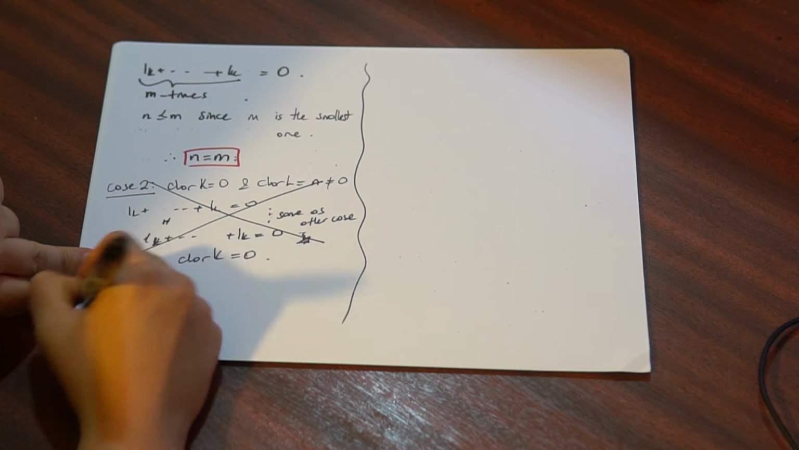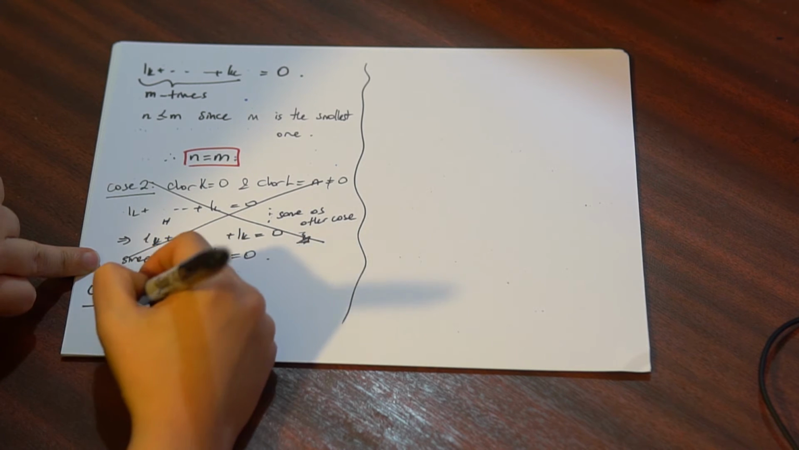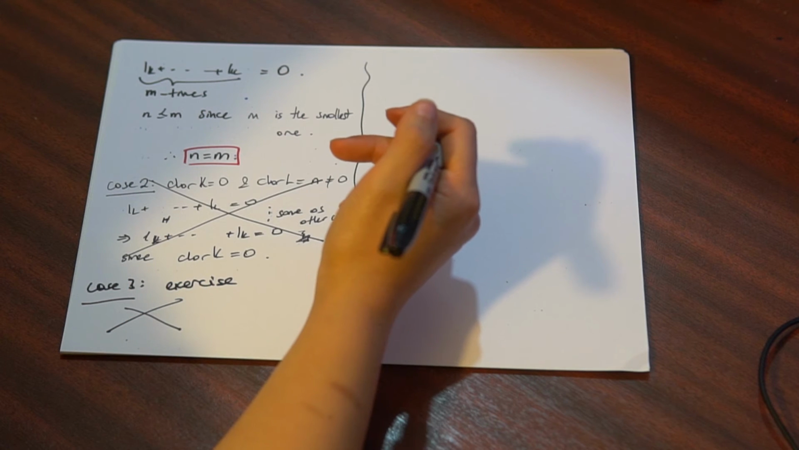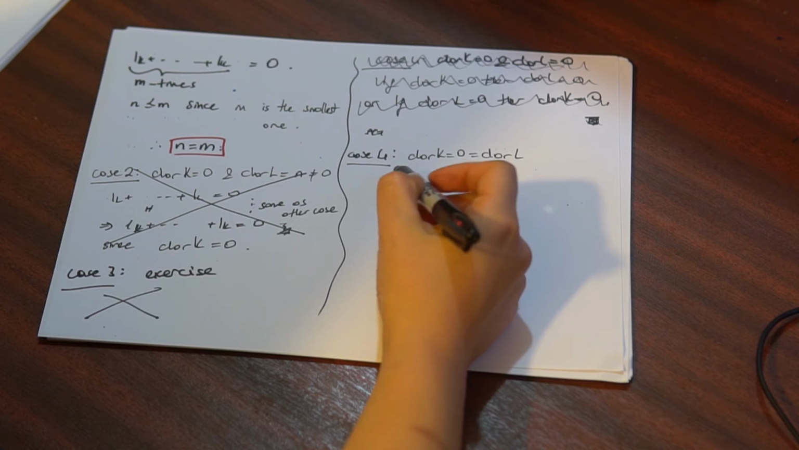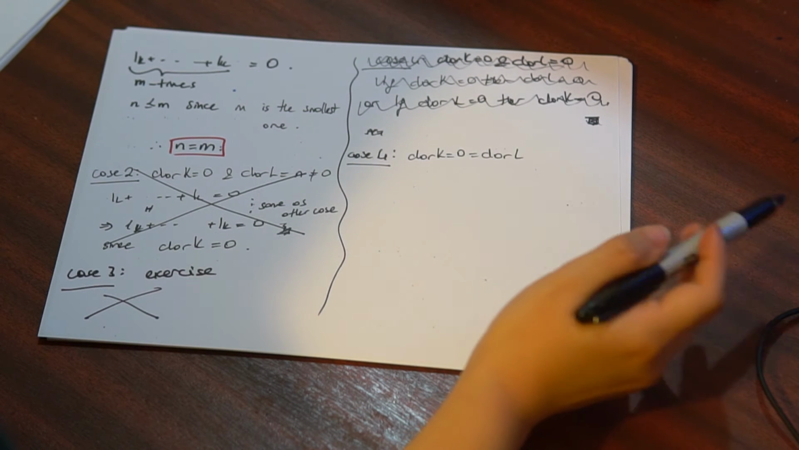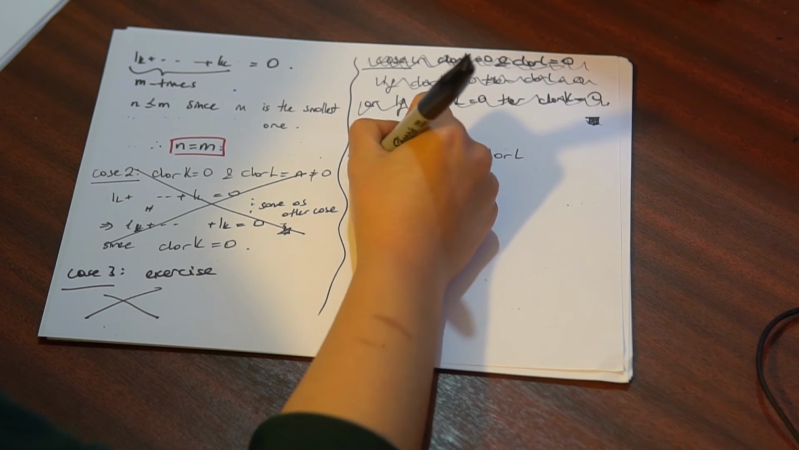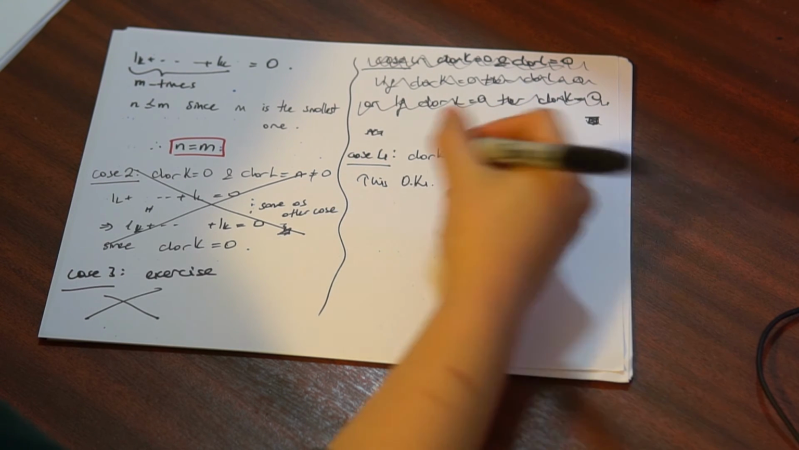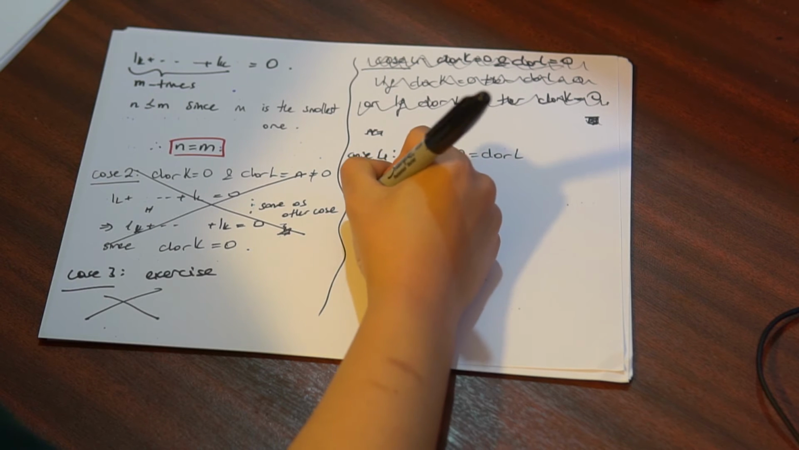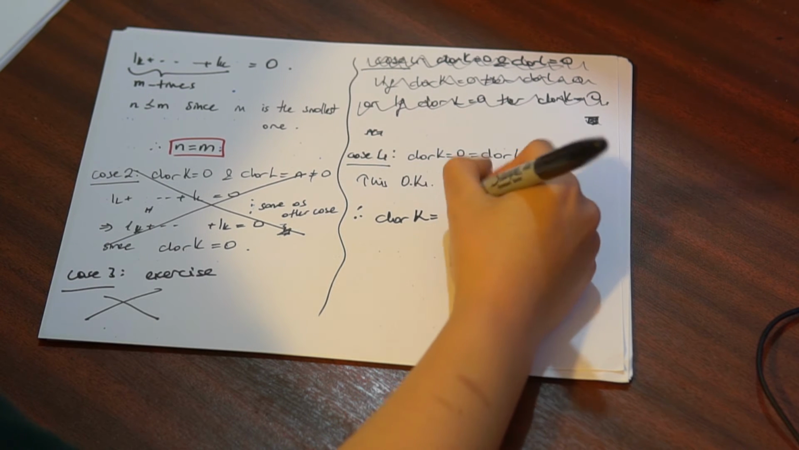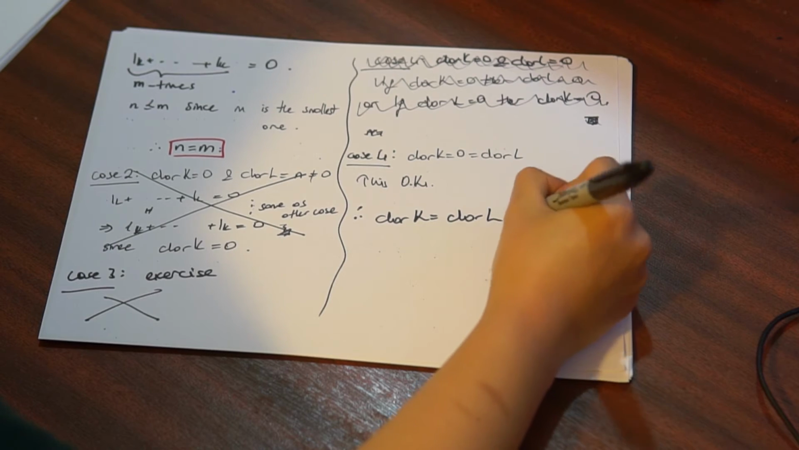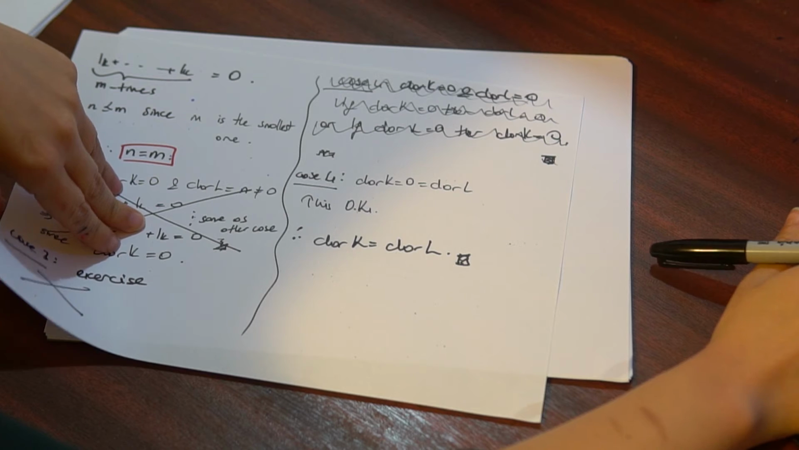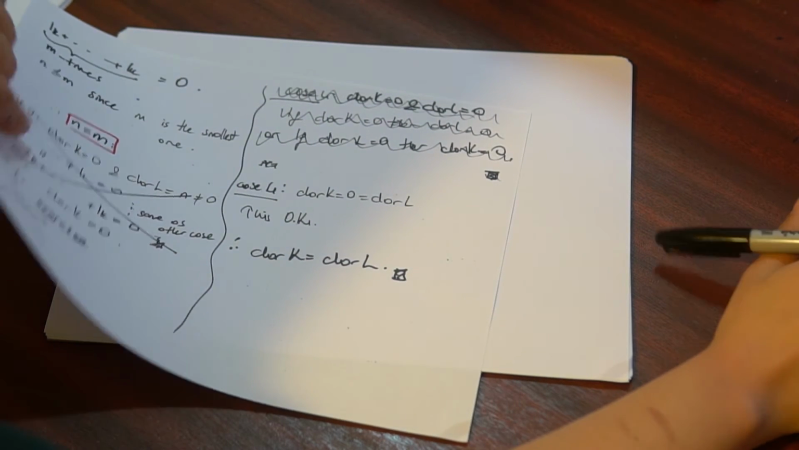Case 3 is an exercise for you. You will see that case 3 is also not possible. So there is only one case. This is the case where the characteristic of k and the characteristic of L are equal to 0. So this is okay. So the characteristic of k is equal to the characteristic of L, whether the characteristic is 0 or a non-zero integer. So this completes this question.